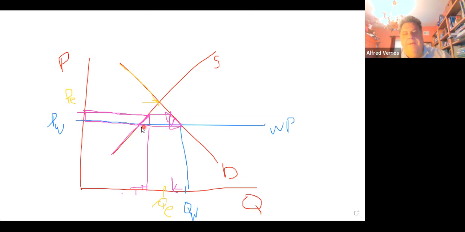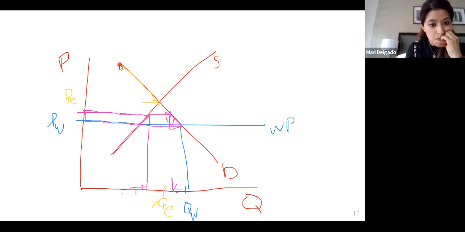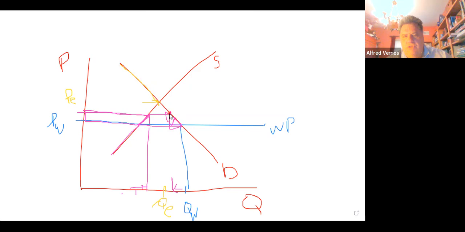And therefore, how much is the new consumer surplus? The new consumer surplus is up to here. The consumer surplus is always below the demand curve and up until the prevailing market price.